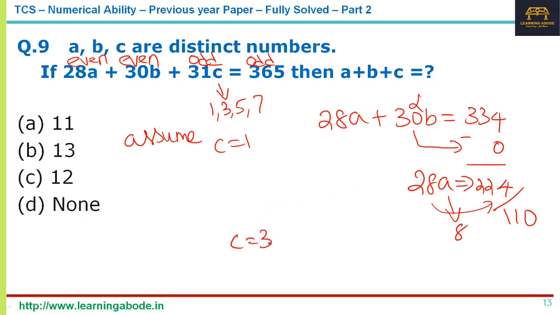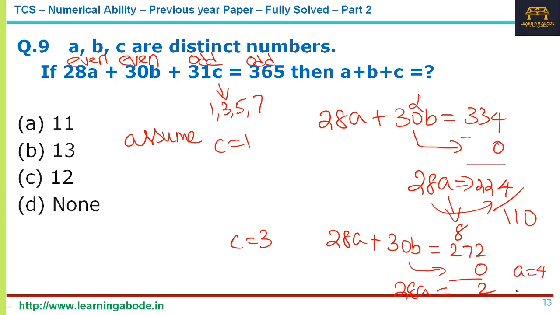Now the next number is C equal to 3. When I put C equal to 3, what happens? This is 28A plus 30B, that is equal to 272. Now this part would be 0, so 28A should end with 2. Again, the only possibility is A being 4. When A equal to 4, 28A is 112. So for 30B, the only possibility is 160. That again is not possible because 160 is not a multiple of 30. Similarly, it will happen for C equal to 5 also.